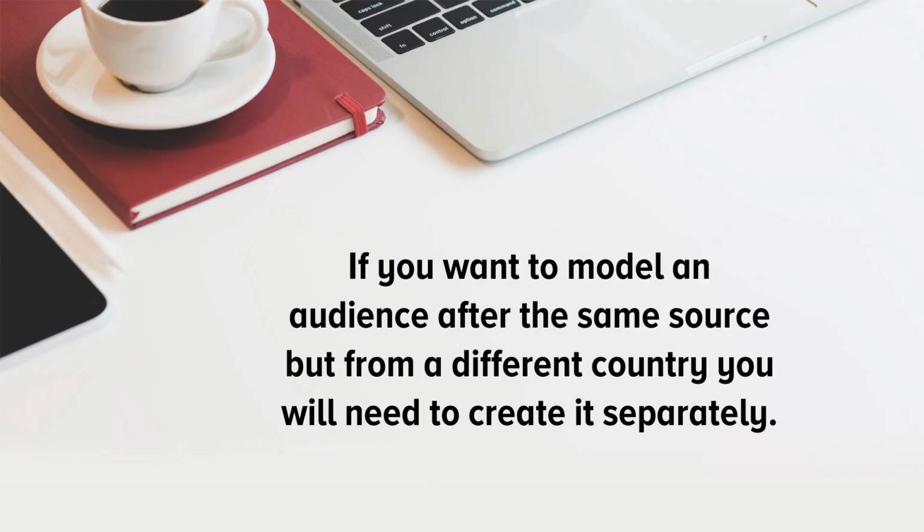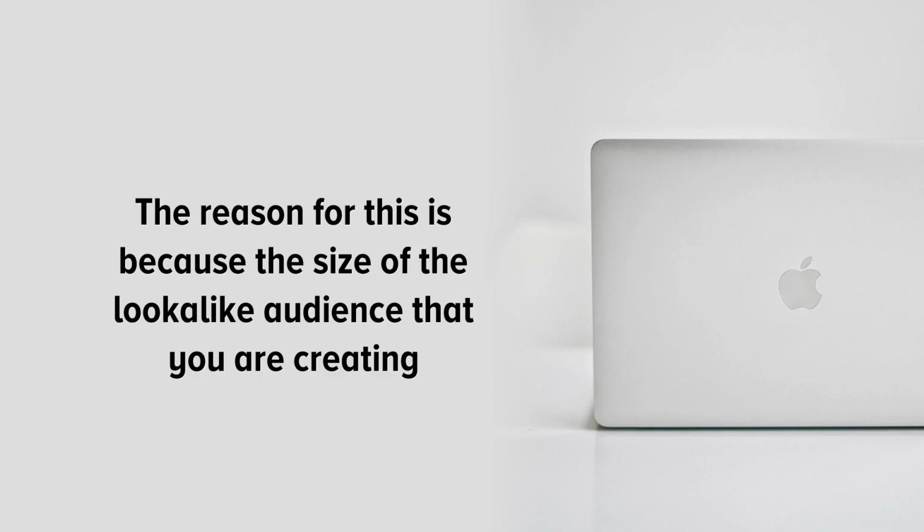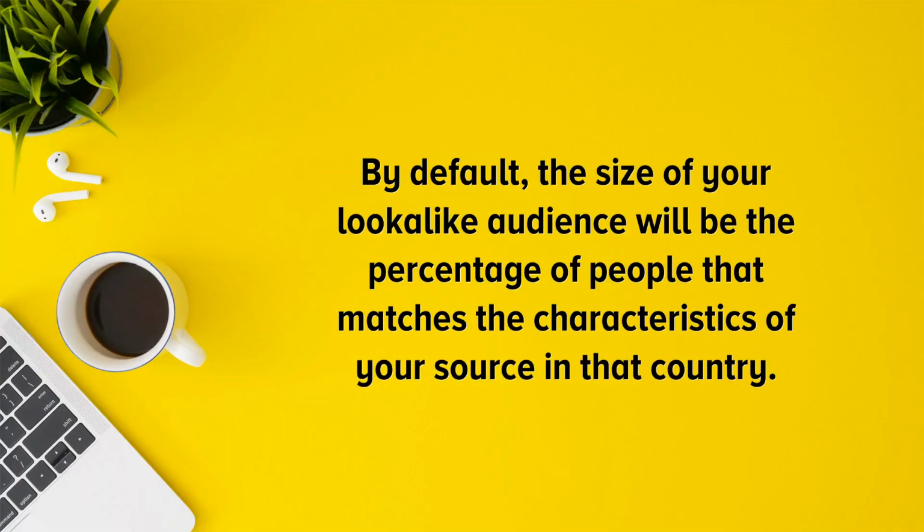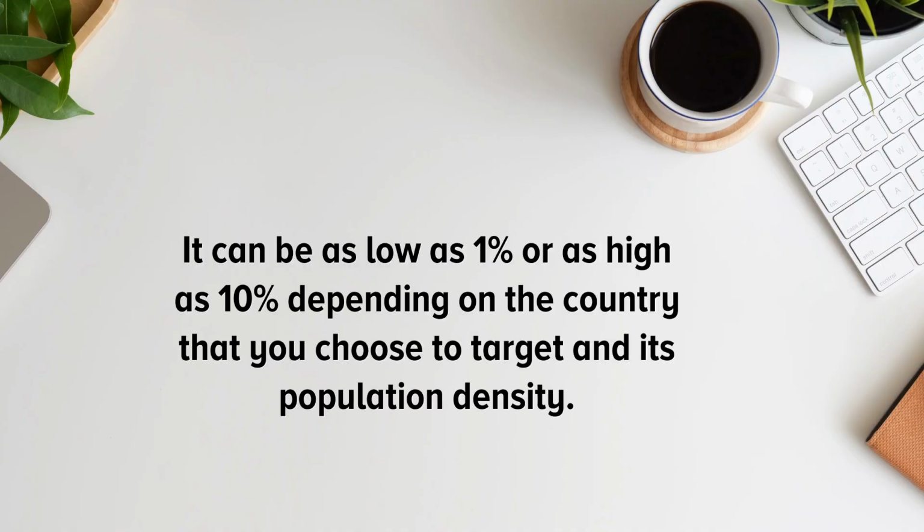If you want to model an audience after the same source but from a different country, you will need to create it separately. The reason for this is because the size of the lookalike audience that you are creating is determined by that percentage of the population in your country of choice that most closely resembles the source that it is going to be modeled after. By default, the size of your lookalike audience will be the percentage of people that matches the characteristics of your source in that country. It can be as low as 1% or as high as 10% depending on the country that you choose to target, and its population density.